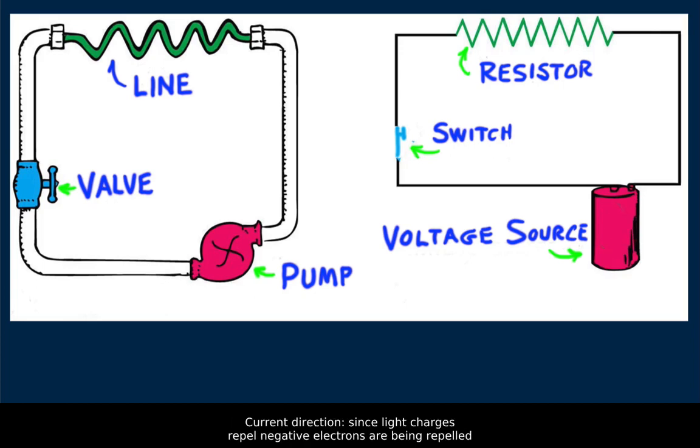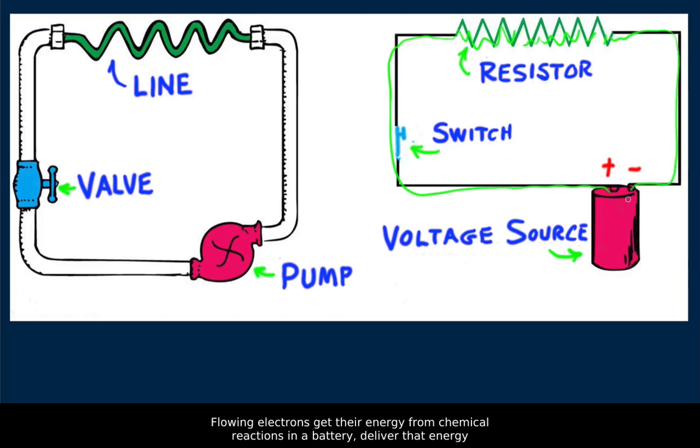Current direction? Since like charges repel, negative electrons are being repelled from the negative terminal of the battery into the circuit, moving in a direction toward the positive terminal to which they're attracted. But by convention, we say the direction of current is from positive to negative, the direction in which positive charges would flow. That's from the positive battery terminal through the circuit and toward the negative terminal.